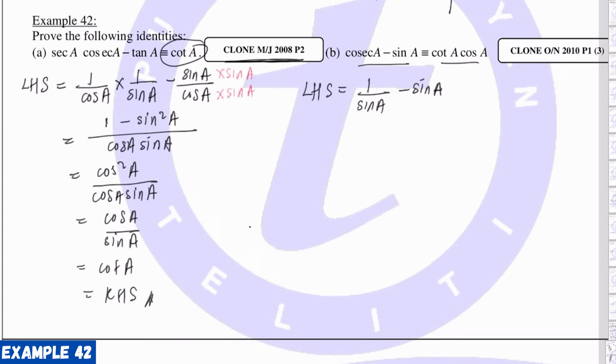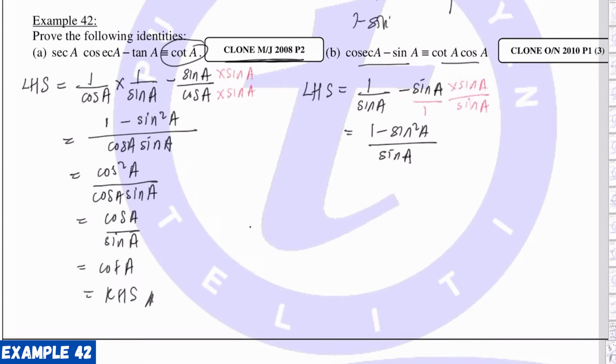Then what I can do, again, I'm short of something. What is that? I'm short of sine here. When I write sine, it means sine over 1, so I must multiply top and bottom with sine, so that I can get 1 minus sine square over sine A. And you're quite good at this by now, right? We know 1 minus sine square. Everybody, 1 minus sine square is what? 1 minus sine square is cos square, right? So we can change this to cos square straight away. You divide by sine A.